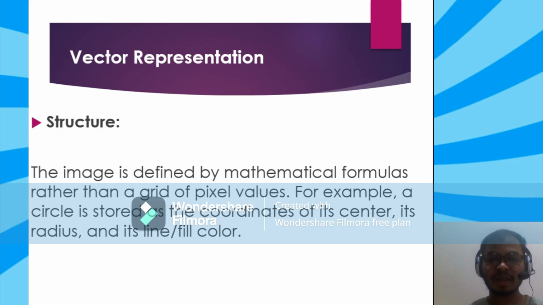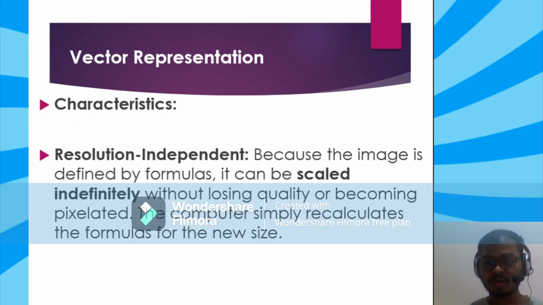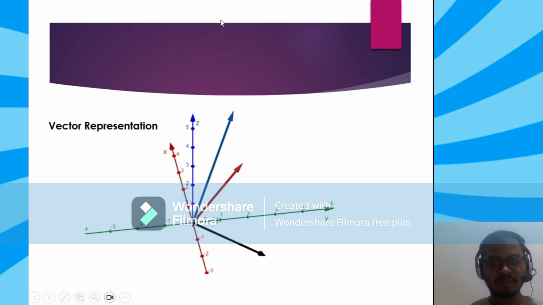Now talking about the characteristics of vector representation. Resolution independent, because the image is defined by formulas. It can be scaled indefinitely without losing quality or becoming pixelated. The computer simply recalculates the formula for the new size. This is a typical example of vector representation.